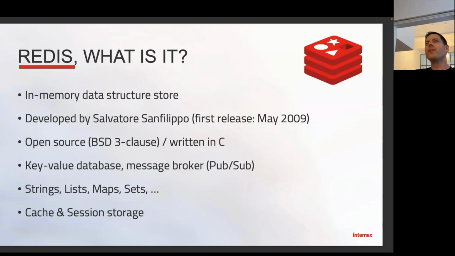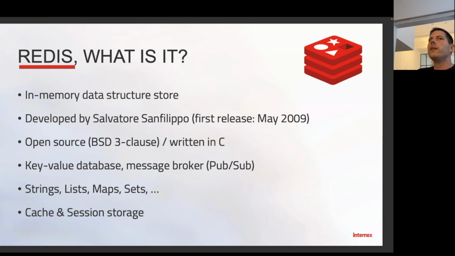So let's start off with Redis. What is it? The first definition is taken from Wikipedia. It's an in-memory data structure store, which basically means you can put in whatever you like, giving it a name and then storing a value to it. And it's stored into memory or RAM, so it can be accessed very fast. Therefore, it's perfectly fit for session or cache storage. It was initially developed by Salvatore Sanfilippo, and the first release was in May 2009. It's open source software licensed under the BSD 3-clause license, and it's written in C, which is why it's so blazing fast.